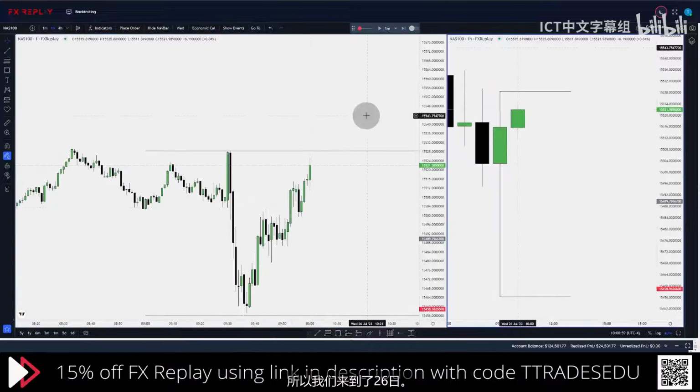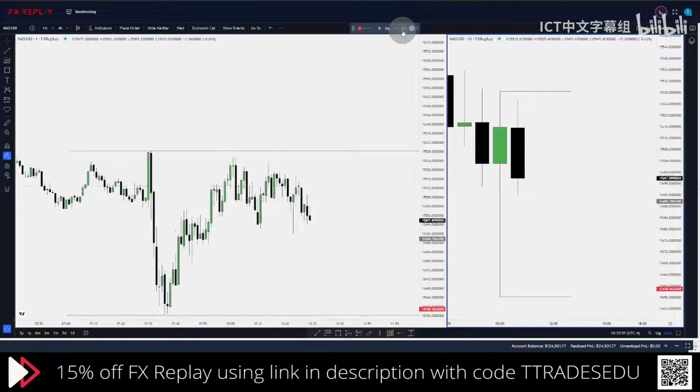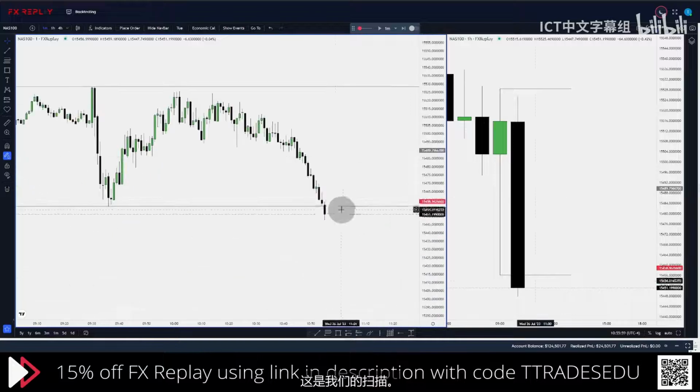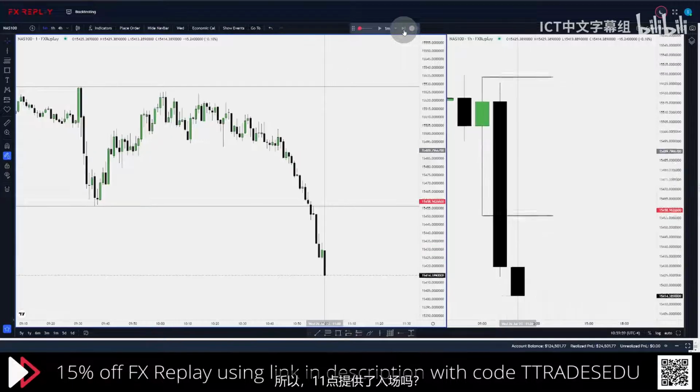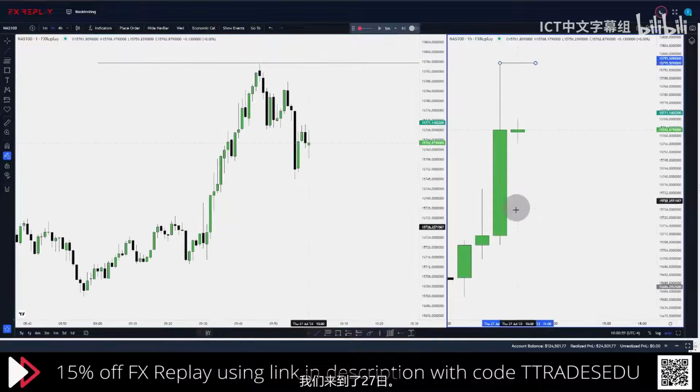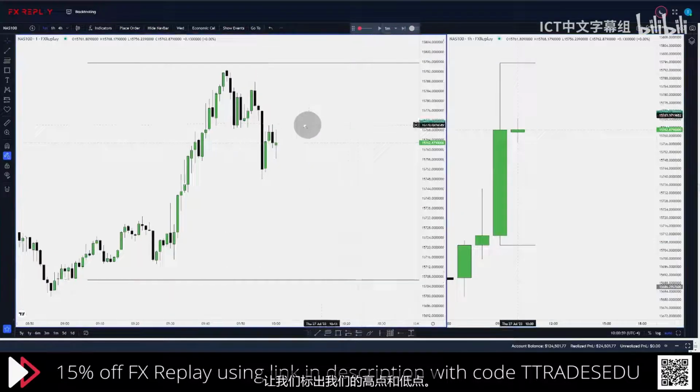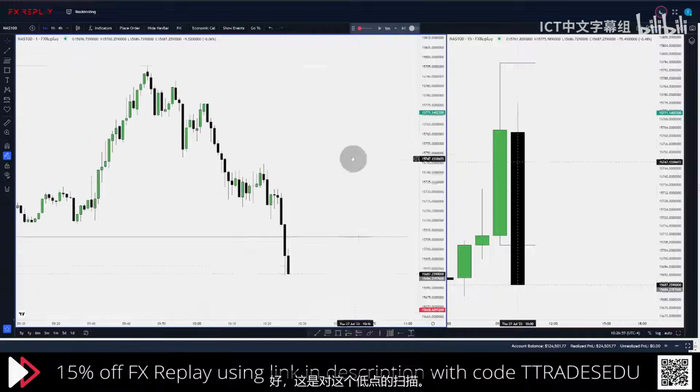So here we are on the 26th. Okay, here's our sweep, but where are we at? Here's our 11. So does an entry provide itself at 11? No. Going to the next day. Here we are on the 27th. Let's mark out our high and low. Okay, here's a sweep of this low.